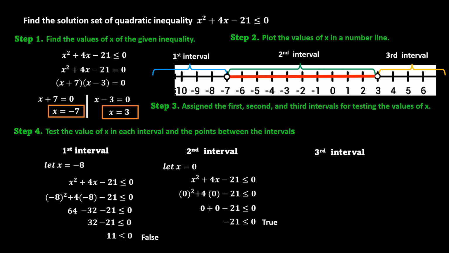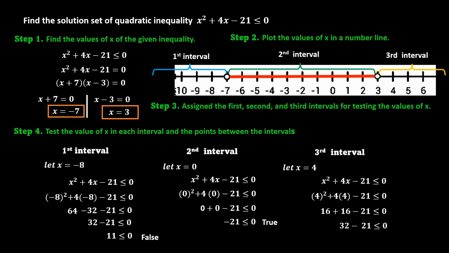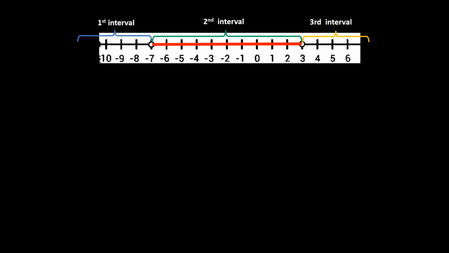Next, let us move now to the third interval. Choose any number to represent the value of x. I will choose 4. Remember, in choosing the number, it should be in the range of the third interval. So, 4 is in the range of the third interval. Let x be equal to 4. We will repeat the process just as we did earlier until we achieve the result. The result is 11. Is 11 less than or equal to 0? The answer is false. Therefore, the third interval is not a solution set of the given inequality. The region of the third interval will not be shaded.